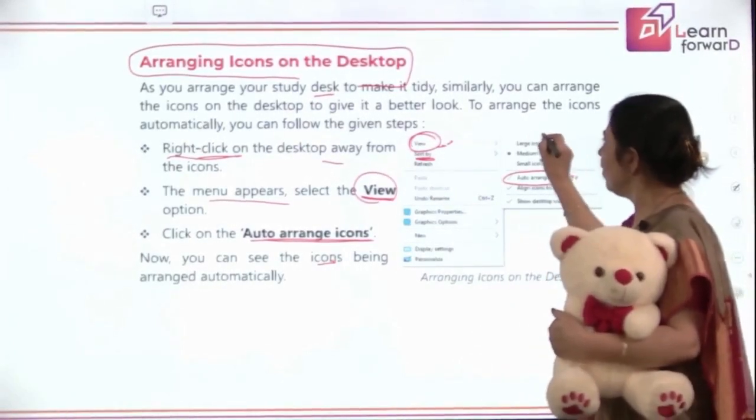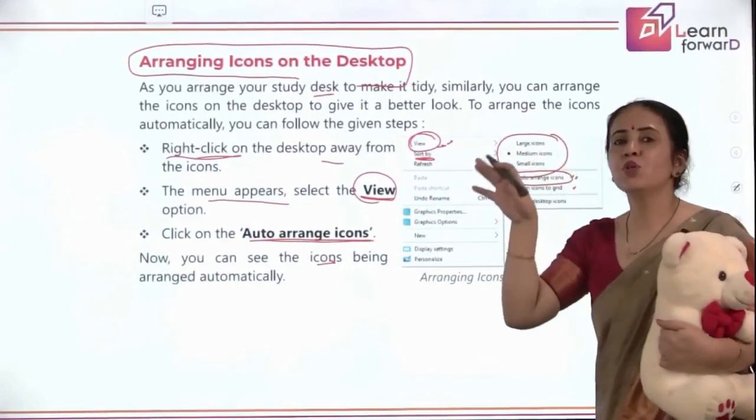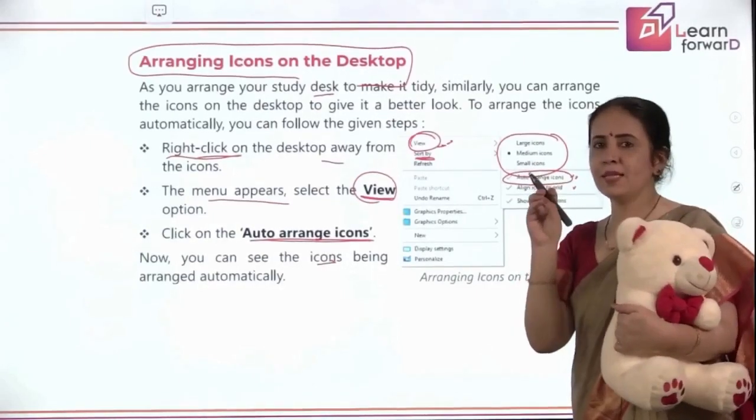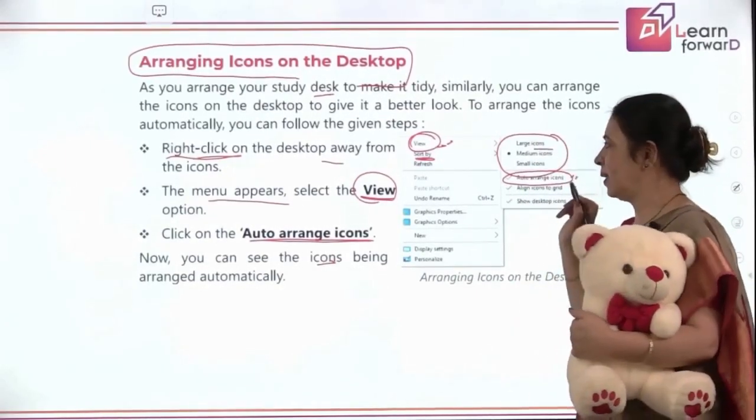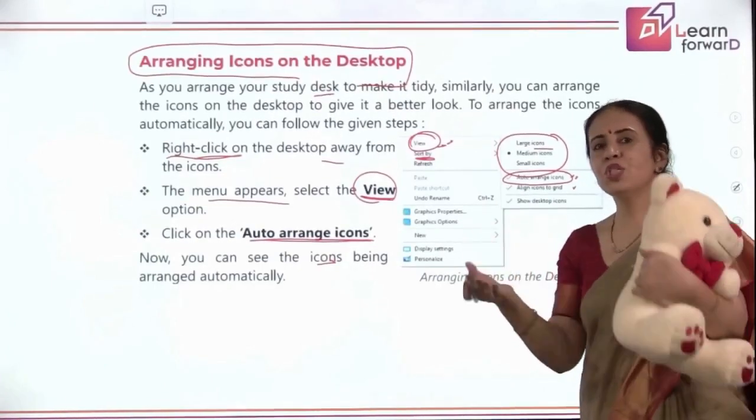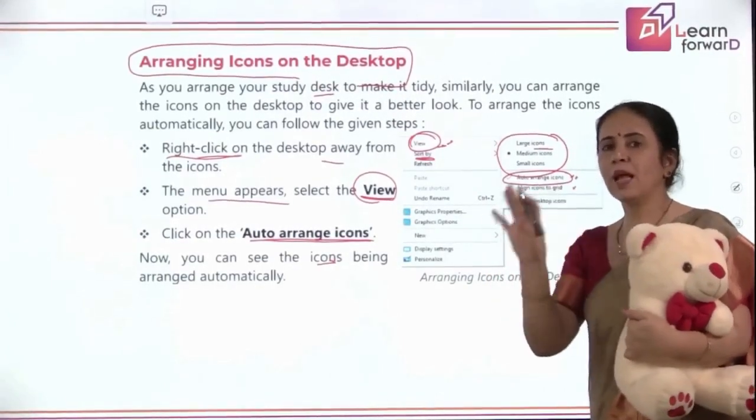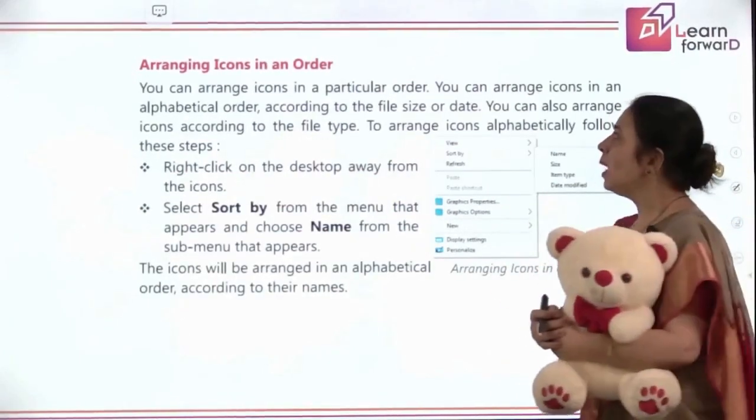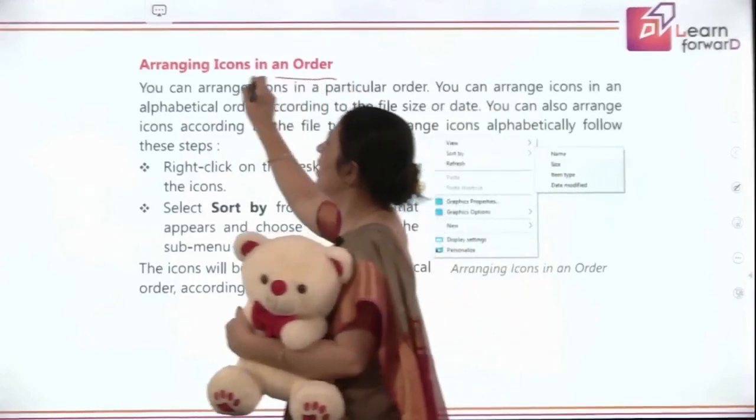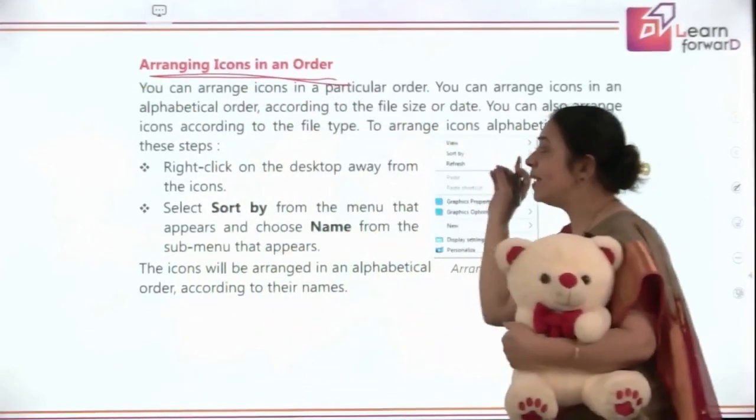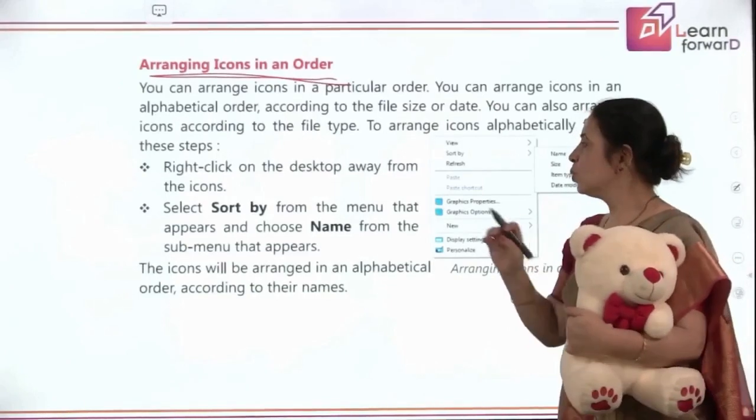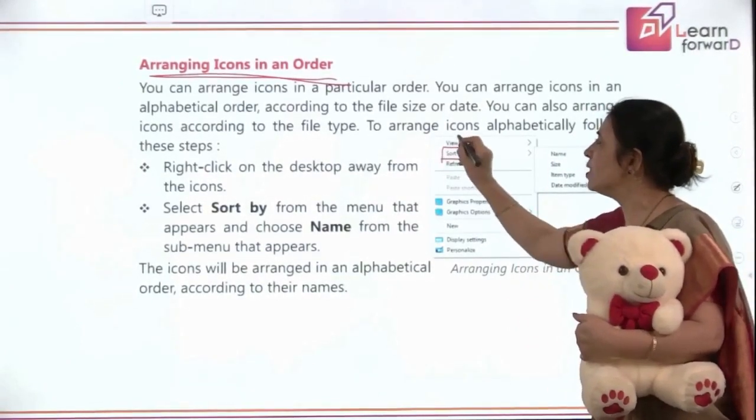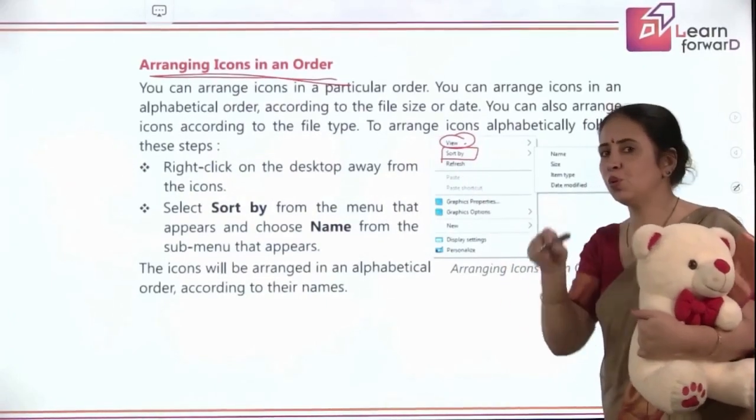Now, the second thing we have here is what size of icons you want. You want very small icons, you want medium size icons, or you want large size icons. So that way you could just choose the type of icons you want to select. Now we have to arrange these icons in a specific order. That means you need to sort them. So just come to sort by, which is just below the view button which you used earlier.